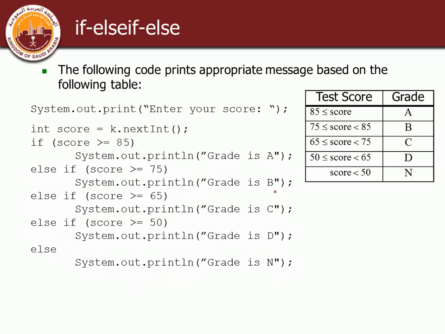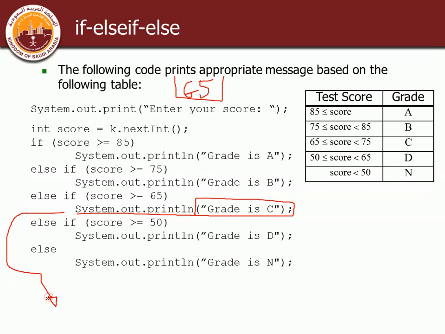Okay. Now let's try with another number. Let's try with the 65, for example. So score now is 65. Is 65 greater or equal to 85? No. 65 greater or equal than 75? No. Is 65 greater or equal than 65? Yes. And I'm going to get inside and display the grade is C. This is what you should see on the screen. Then next, what should happen? After I display grade is C, I get out. I just get out of this structure. If there's something else here, I am going to execute it. If there's nothing, I will stop.